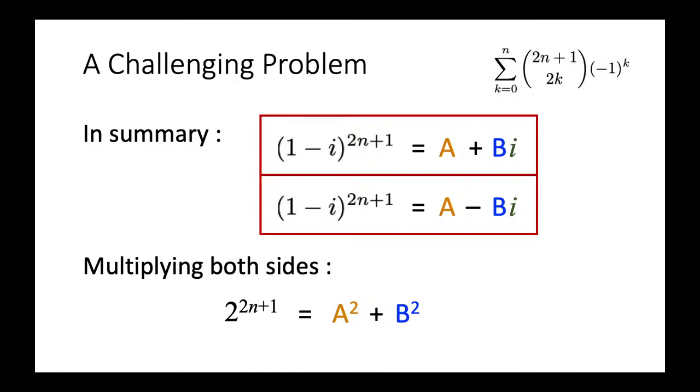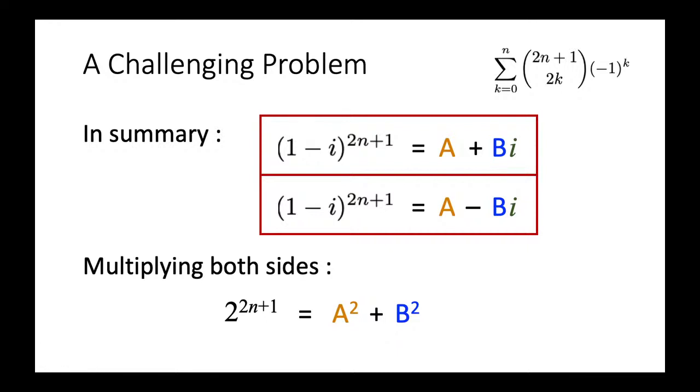And then we multiply the left-hand sides together. Remember, this is 1+i multiplied with 1-i, and we will get 2. So if we multiply the left-hand sides, we will get 2^(2n+1). If we multiply the right-hand sides, we will get a squared plus b squared.